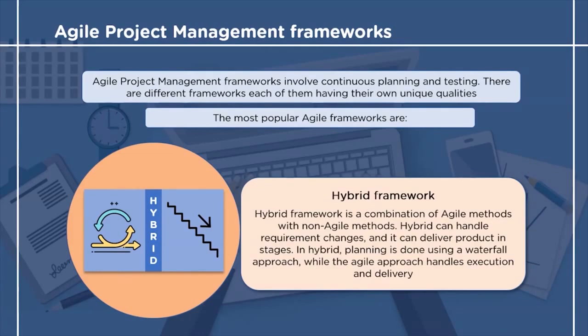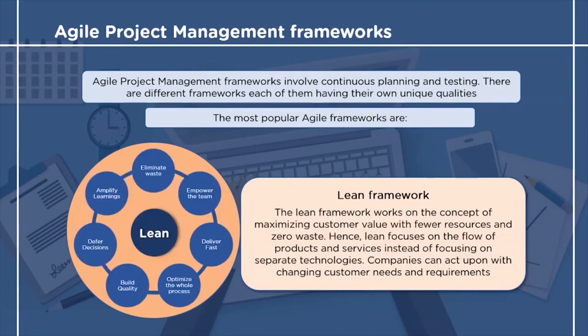Since the hybrid is a combination of the two, it handles the requirement changes and delivers the product in different stages. The fourth and the last framework we will see is the lean framework. The lean framework works on the principle of providing maximum customer value and creating zero waste. It focuses on optimizing the flow of products all through the value stream. This helps in eliminating waste all through the process and creating processes that require less human effort. This also simplifies the process of information management and makes it more accurate.